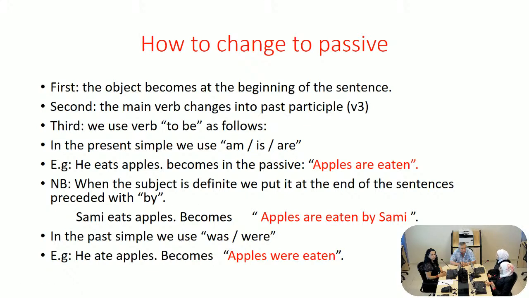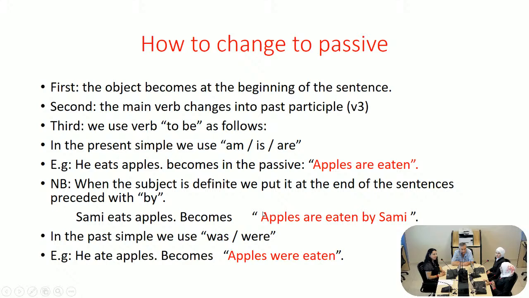Now, when the subject is definite, we put it at the end of the sentence, preceded by "by." Sammy eats apples becomes: the object is apples, so apples are eaten by Sammy.